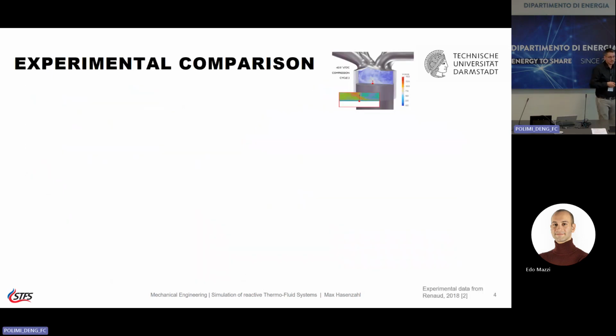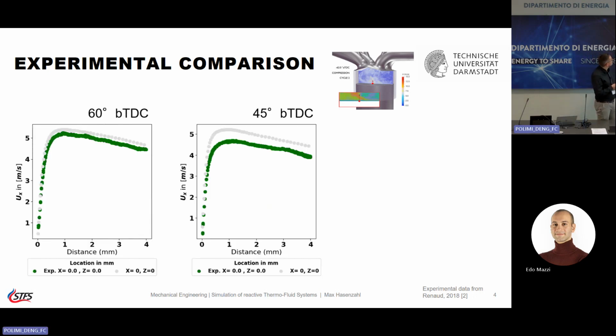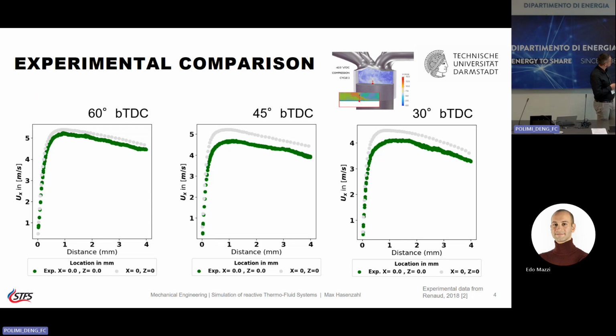Okay, so I start off with the validation with the experiment. First, I hope you can all see this. We will look at the piston center, and the x-axis will be the y normal direction. And we start off just by looking at the velocities. Green is the experiment, gray is the simulation. We looked at this in the compression phase. So here you see crank angle time 60, 45, and 30 before top dead center.